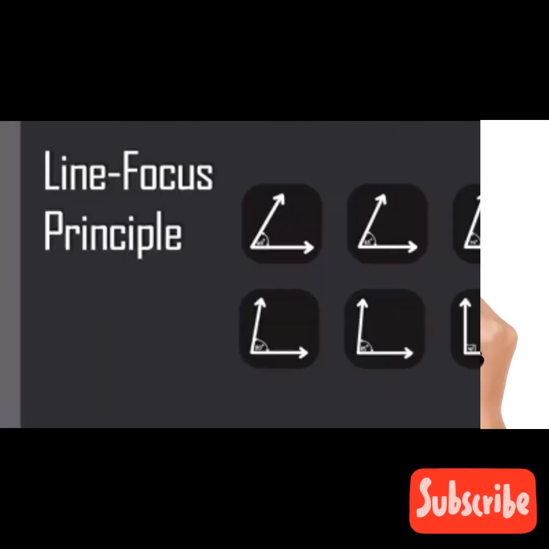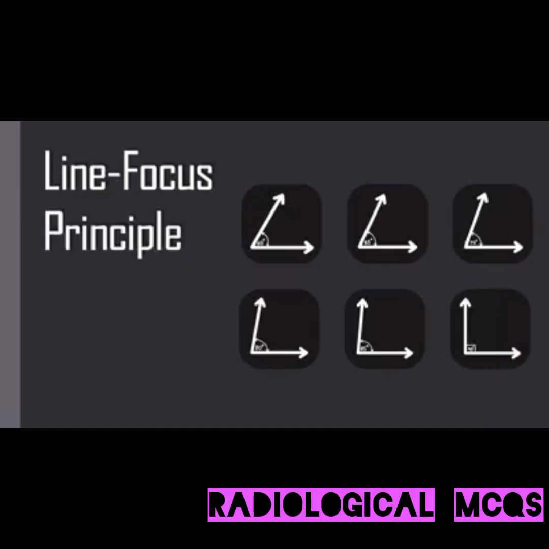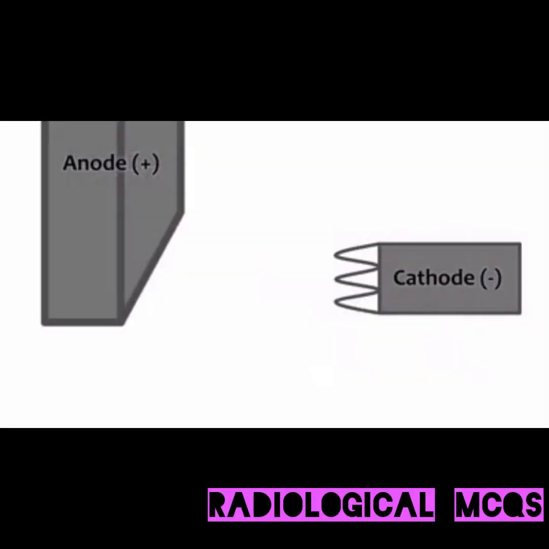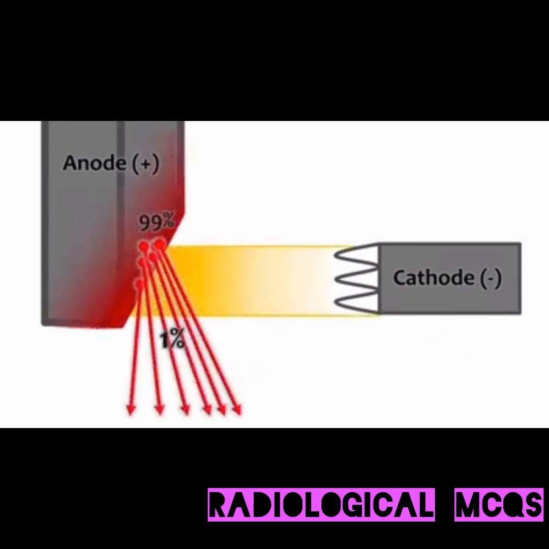This video will be covering topics related to the line focus principle. The production of an X-ray photon is not very efficient. In fact, nearly 99% of the energy created from a single exposure is in the form of wasted heat.